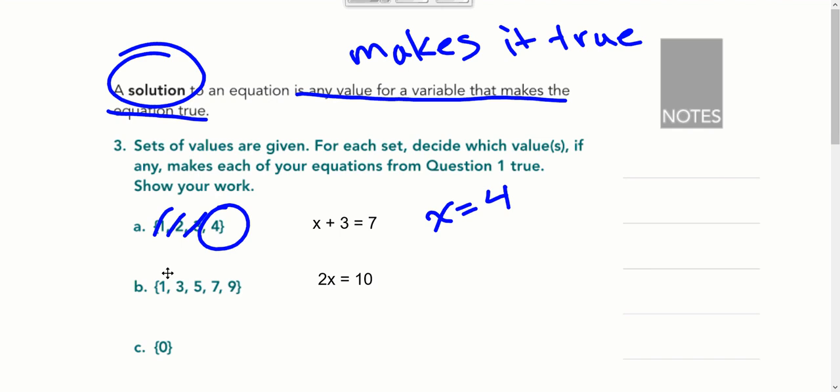Okay? So again, which one of these makes it true? This one does. Now on B, 1 would not make it true because 2 times 1 does not equal 10. 3 would not work because 2 times 3 equals 6, not 10. 5 would work. 2 times 5 is 10. 7 would not work because 2 times 7 is not 10. And 9, so there's only one solution, and it should be 5.